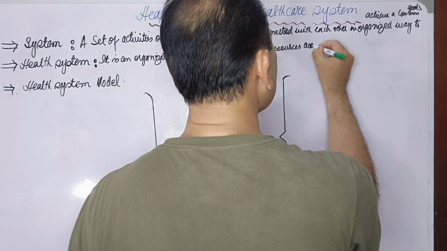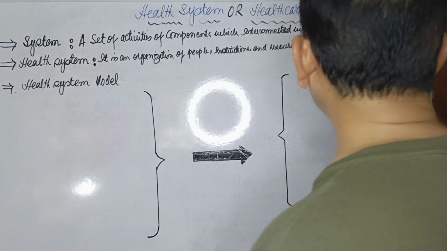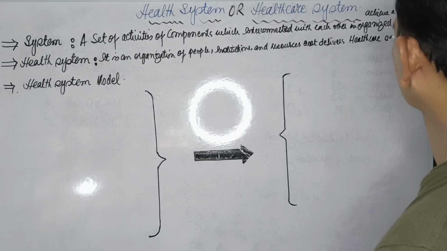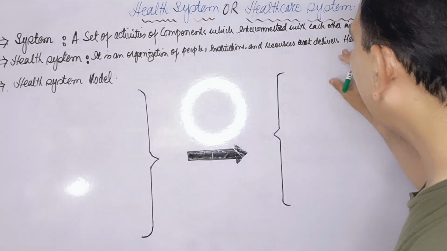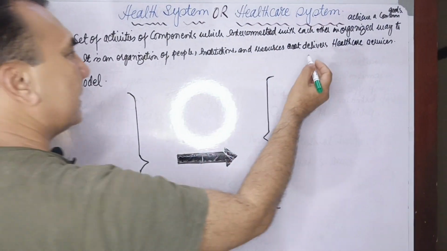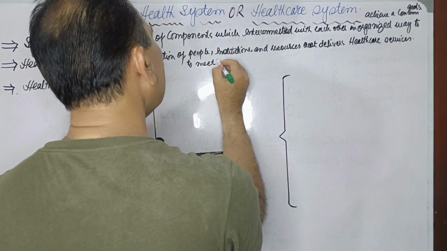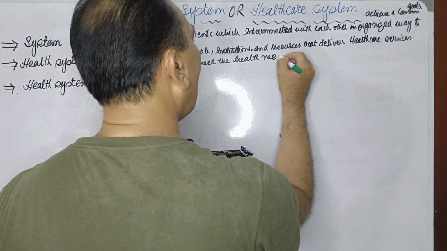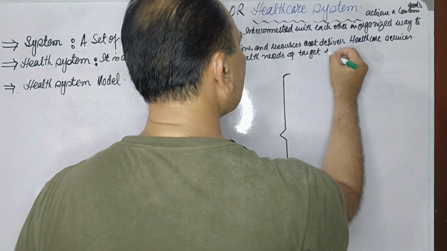What is the function of the health system? The main function of the health system is to deliver healthcare services. These healthcare services will meet the health needs of target populations.